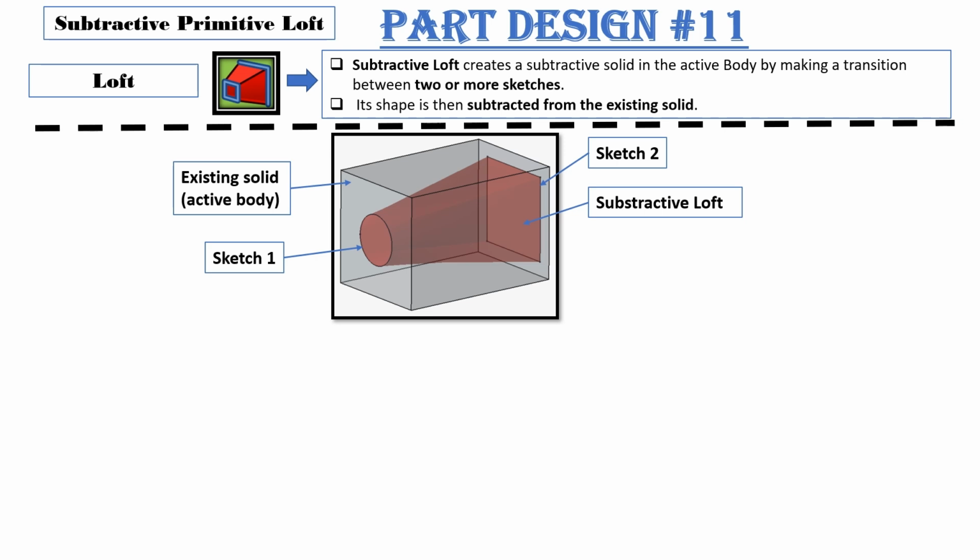In this picture, you see how to subtract a solid part from the active body with help of a Subtractive Primitive Loft tool. For this example, you need to have two sketches.